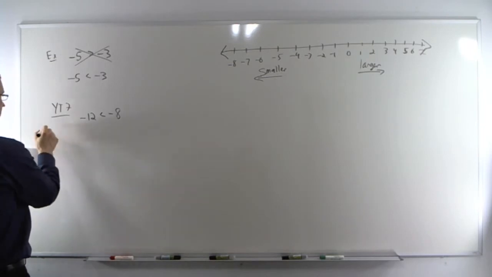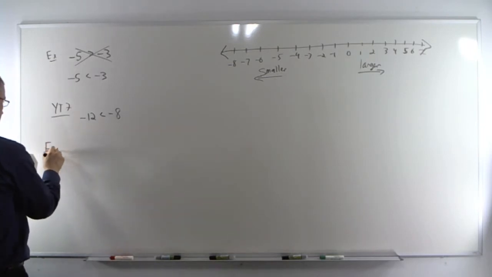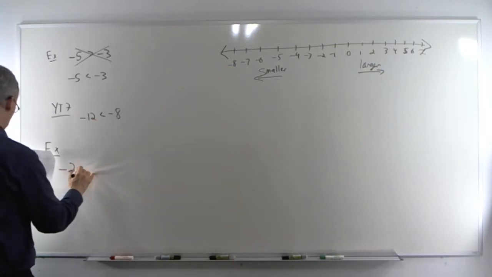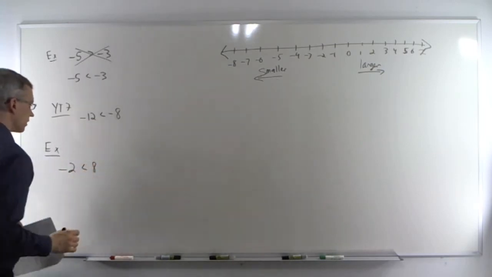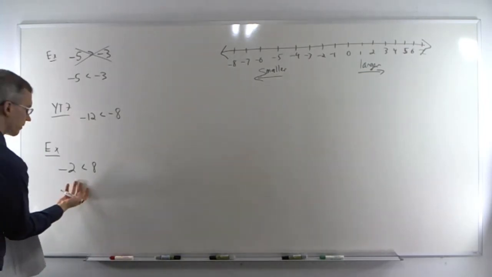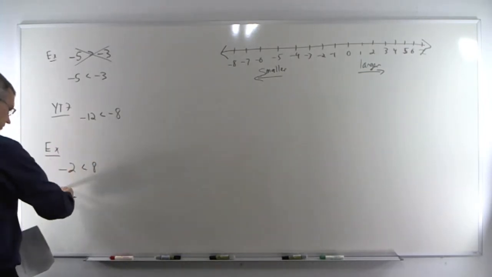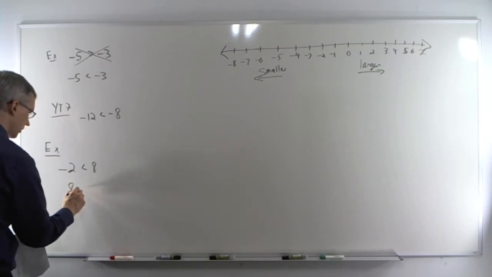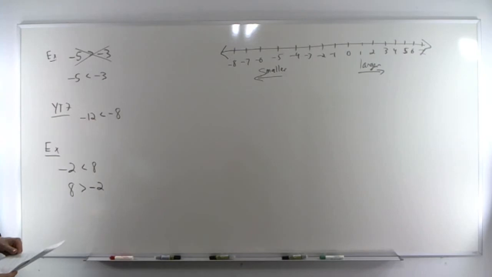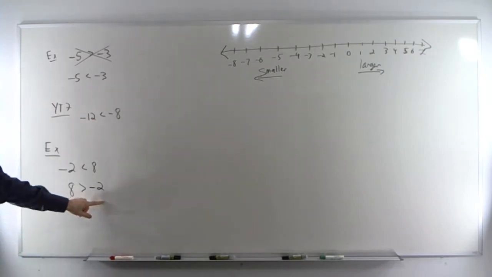All right, next one, we want to rewrite the statement to use the greater than sign instead. So what we need to do is flip the entire thing. We need to bring the 8 over to the left, flip the sign, and the -2 on the right. So it's still a true statement here. 8 is definitely greater than -2.